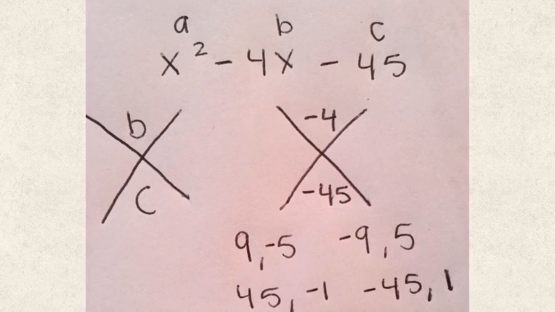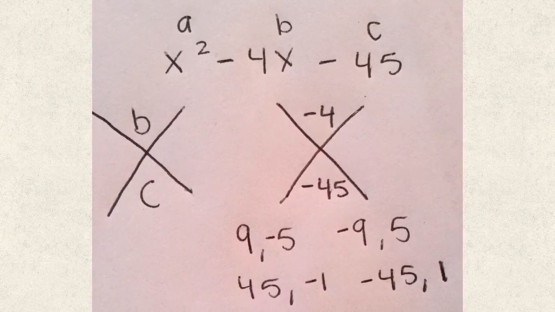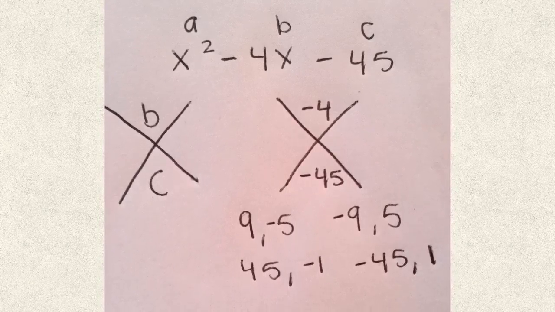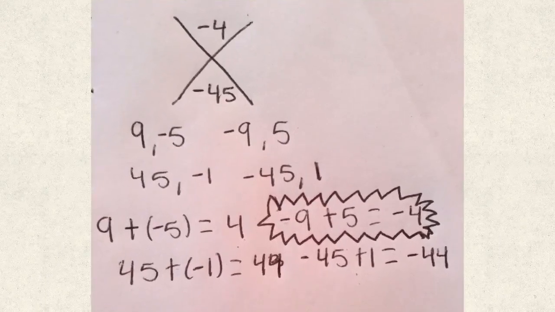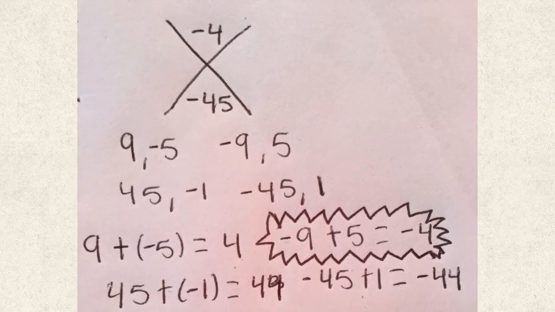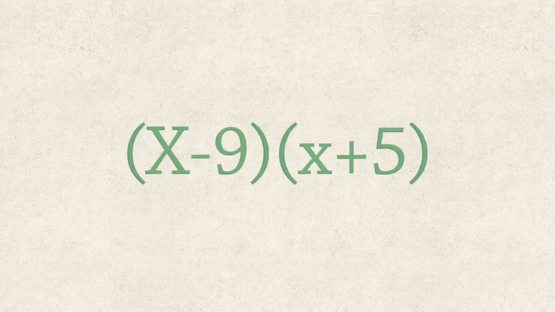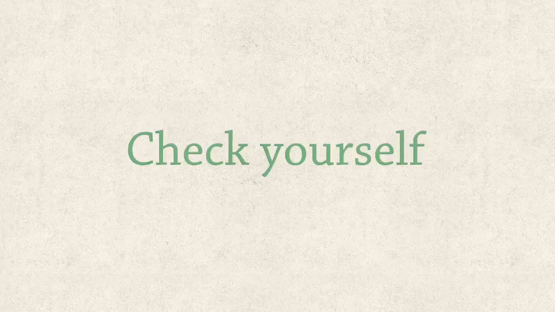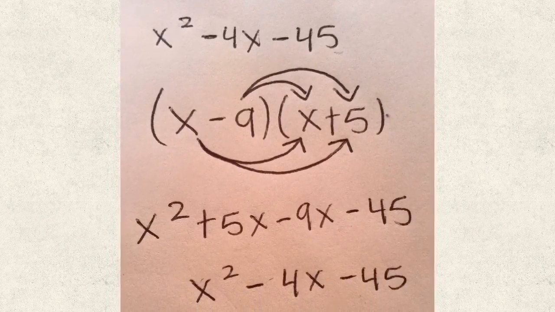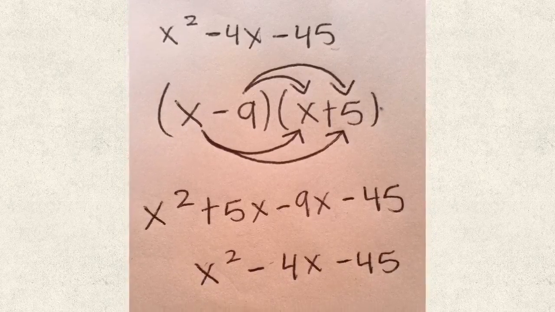To find the two factors that multiply to equal c and add to b, you can use a calculator or you can use basic mental math to see if it adds up. Negative 9 plus 5 equals negative 4, and negative 9 times 5 also equals negative 45, so that's the one. Your answer will then be written as x minus 9 times x plus 5. To check yourself, you just multiply the numbers back out and see if it matches the expression shown above.